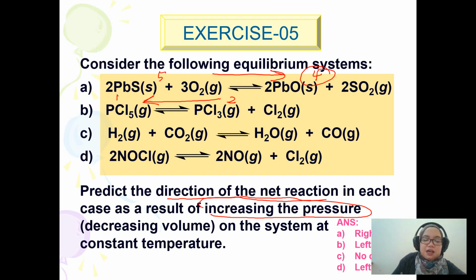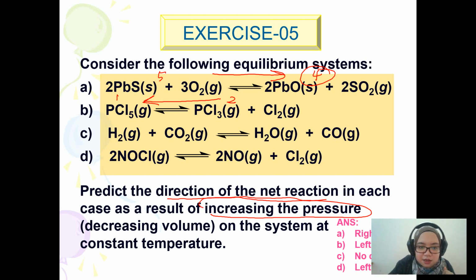Why? To decrease the pressure, the equilibrium position will shift to the left with fewer moles of gas molecules, because fewer moles of gas molecules will exert lower pressure. So, the pressure will decrease, right? So that it can achieve its equilibrium state again.